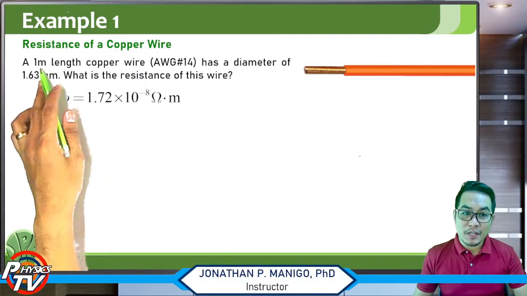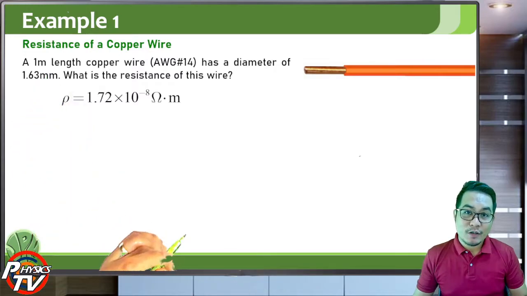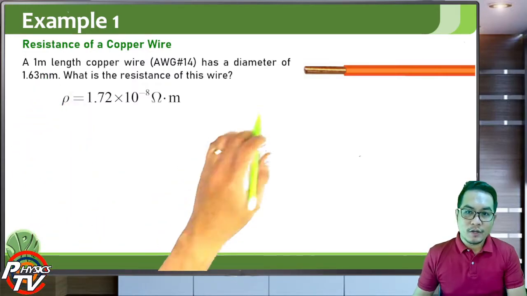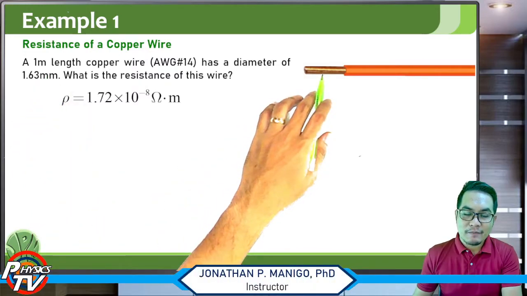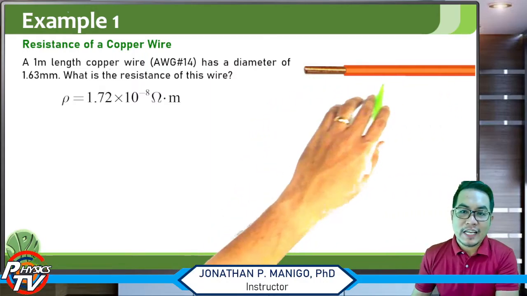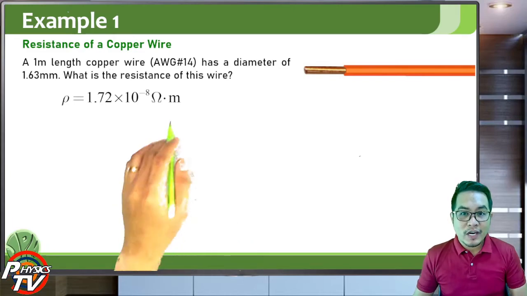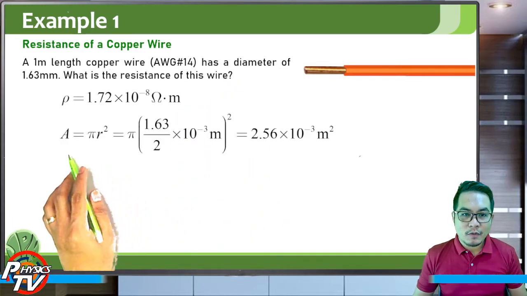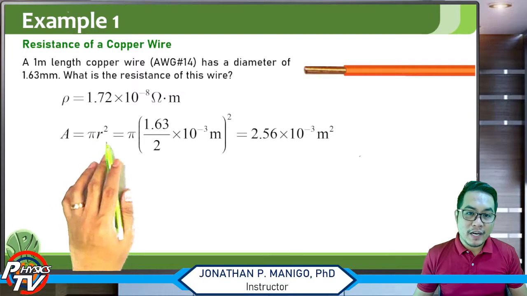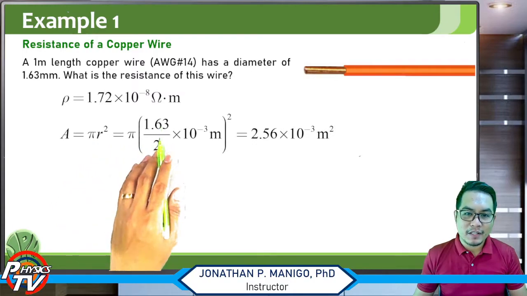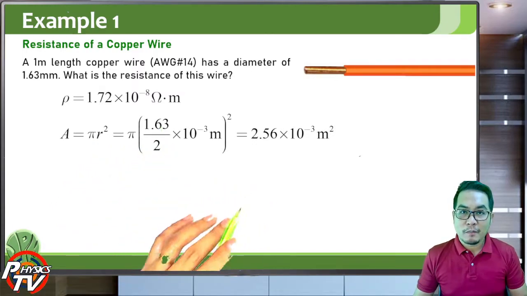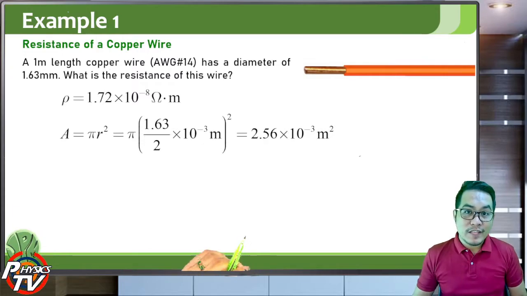So its length is given as 1 meter, and its cross-sectional area is A. This looks like a cylinder, so its cross-sectional area is a circle. We are given its diameter, so we can solve for the area of a circle, equal to pi r squared, or pi times the diameter divided by 2, squared. But we need to convert our units to standard units.